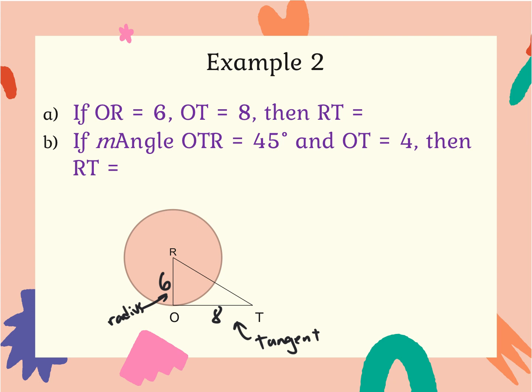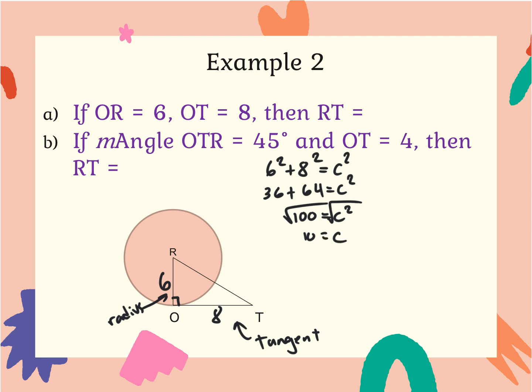We know that this is going to be a 90-degree angle, so we can actually use Pythagorean theorem to solve this. So it's 6 squared plus 8 squared is equal to, I'm going to call this C squared instead of RT just to make it easier. So it's going to be 36 plus 64 is equal to C squared. That's going to be 100 is equal to C squared. When I take the square root, I end up with 10 is equal to C. So RT is equal to 10.